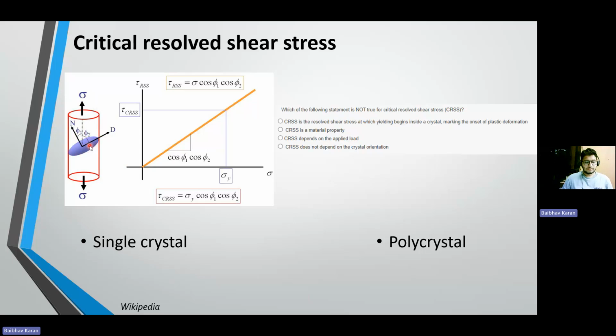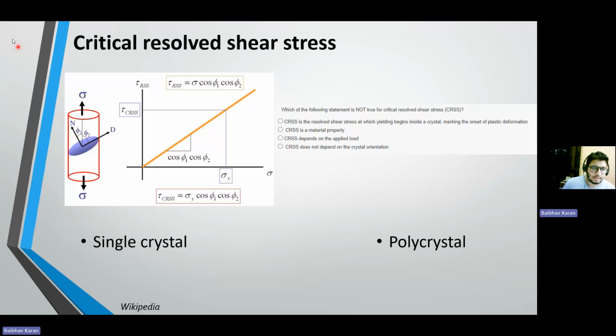The resolved shear stress is defined from the formula sigma cos phi 1 cos phi 2. If you are finding the critical resolved shear stress, this is a material property. It will be constant for a material, because after this stress the material yielding starts. So this is a material property, not a value we get from the formula. The formula gives us the resolved shear stress, but the critical shear stress is a predetermined value, above which plastic deformation or yielding occurs.